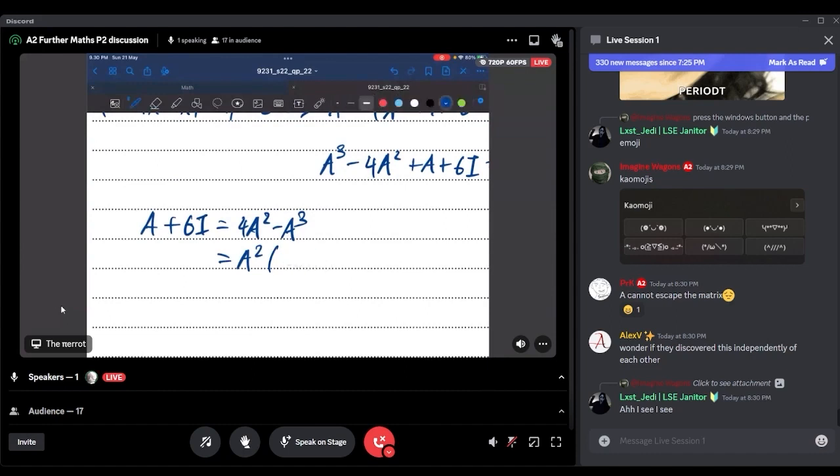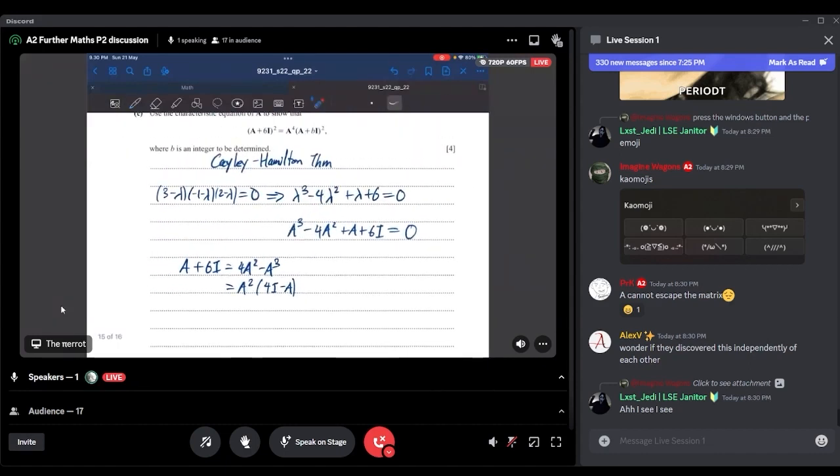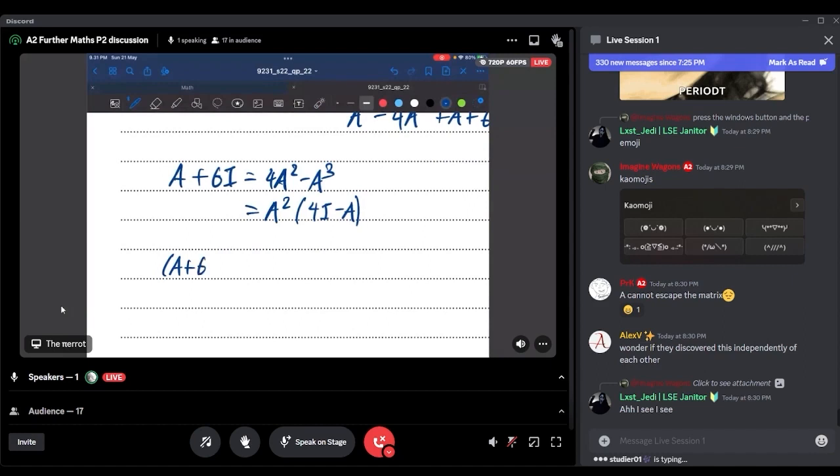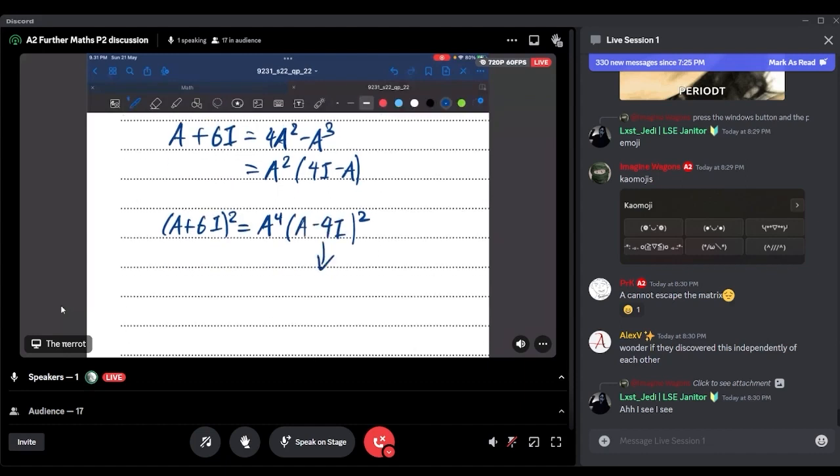So we're actually really close. We just have to square it, right? If you square it, you get an A squared here, and you get an A to the power 4, which we want. So let's square it. So (A plus 6I) squared is equal to A to the power 4 times (4I minus A) squared. But when you square it, it doesn't really matter about the minus. You can just switch it around. So (A minus 4I) squared. And so this is your B. So B is negative 4.